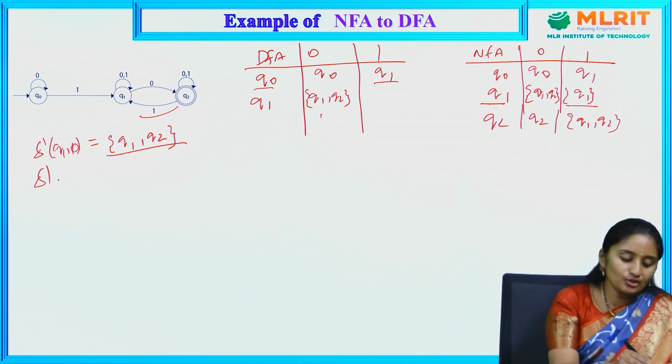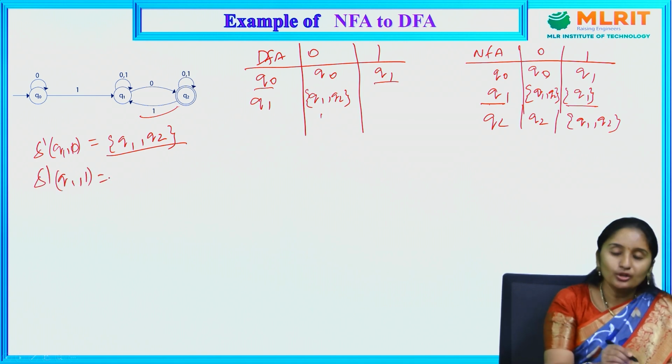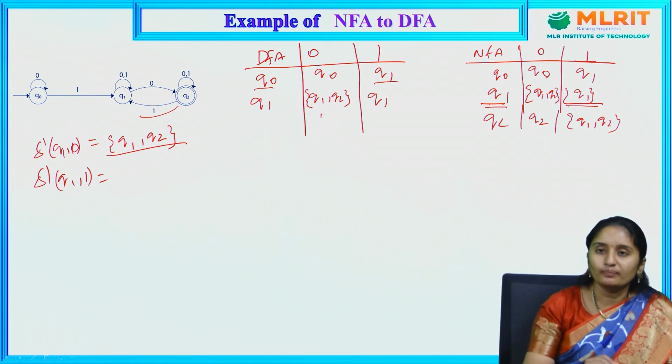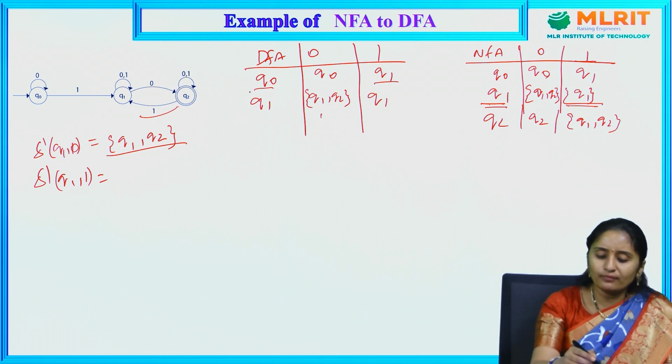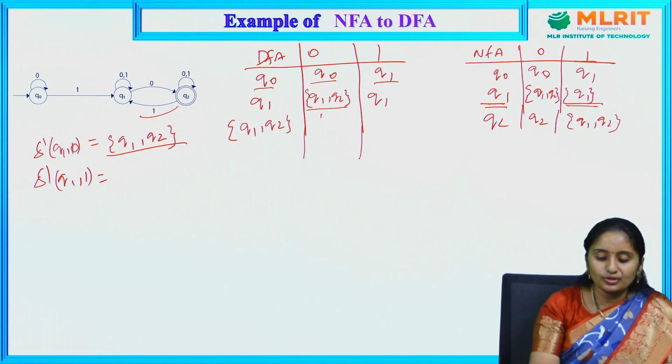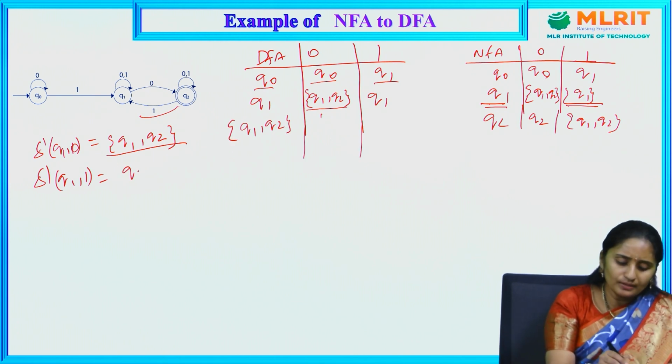Next, delta dash of Q1 comma 1. What is it giving me? It is giving me Q1. So now check what are the new states it generated. Q0 is completed, already existing. Q1 I had taken, that is the new state, and I generated on input 0 and 1. Again I got one new state, that is Q1, Q2. So I am taking that Q1, Q2.